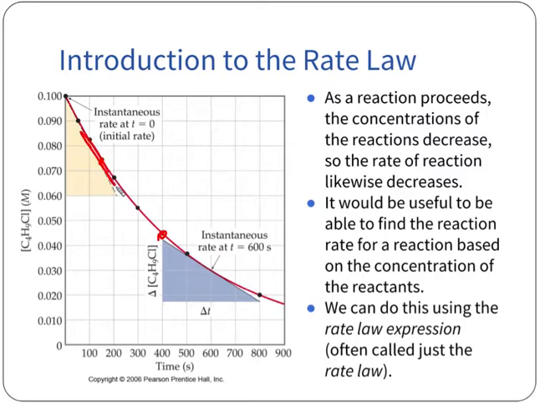Here, the reaction rate is a little higher, but there it's not as steep, so the reaction rate's a little bit lower right in there. And so it would be quite useful to be able to find the reaction rate for a reaction based on the concentration of the reactants. We can do this by using something called the rate law expression. Typically, it's more common for people to call this the rate law. So let's take a look at this rate law expression.